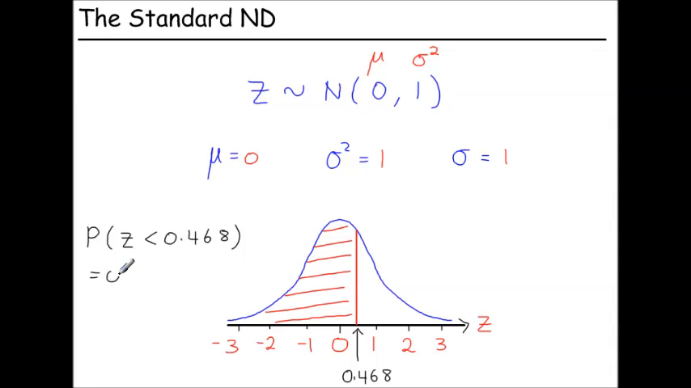So 0.6801. That's the probability here. If you wanted the probability on the other side, you know the total probability is 1. You would do 1 minus 0.6801 to get the probability on this side. Okay, that's a very basic example of how to work out probabilities using the normal tables.